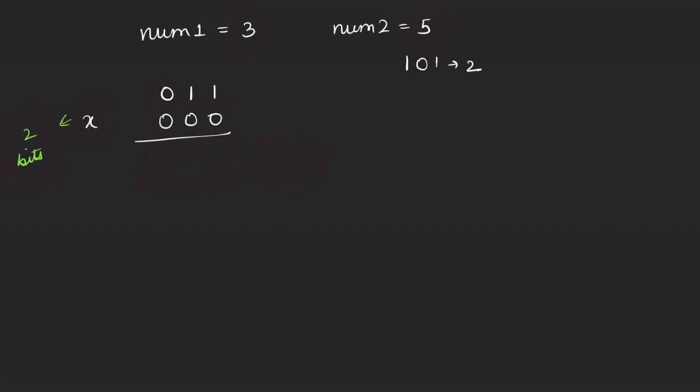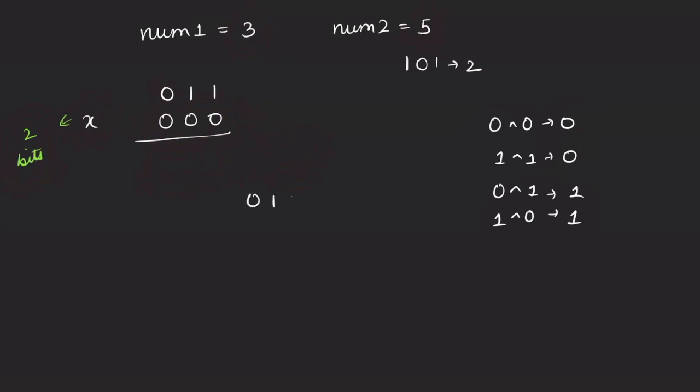Before finding x, let's understand a few properties. In an XOR, when we do 0 XOR 0, we get 0. 1 XOR 1 gives 0. 0 XOR 1 or 1 XOR 0, in both cases, we get 1. So these are the properties of XOR.